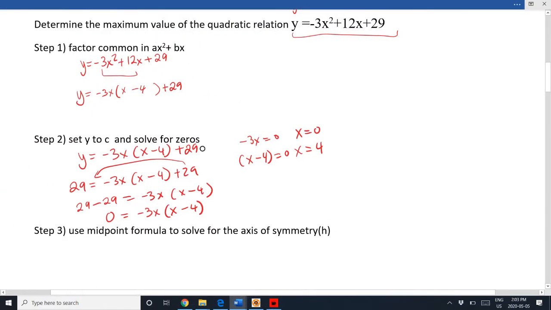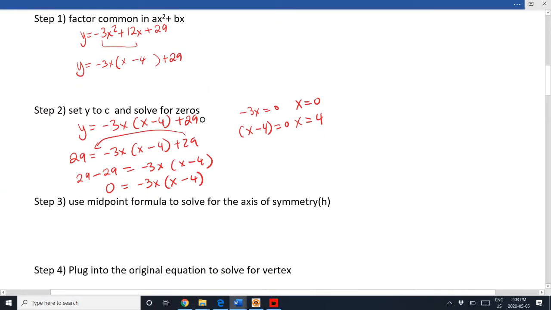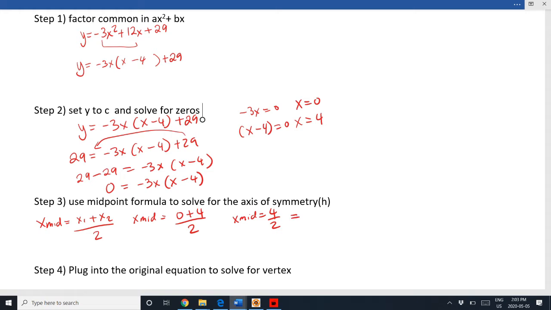So now we have our zeros. Let's use the midpoint formula and solve for the axis of symmetry. We know x mid is equal to x1 plus x2 divided by 2. In this case, x mid is equal to 0 plus 4 divided by 2. And 0 plus 4, that's just 4. So x mid is equal to 4 over 2, which is equal to 2. So our x mid, which is equal to 2, is also equal to h, the h value of our vertex.